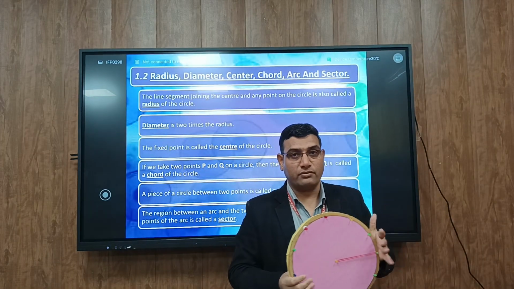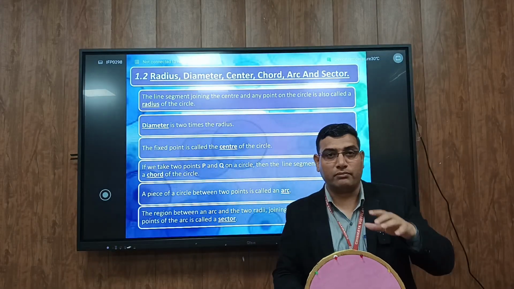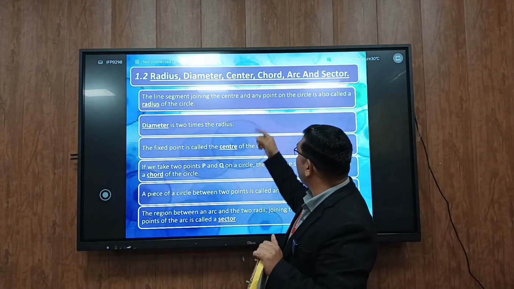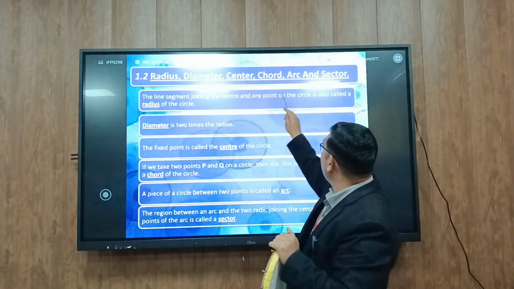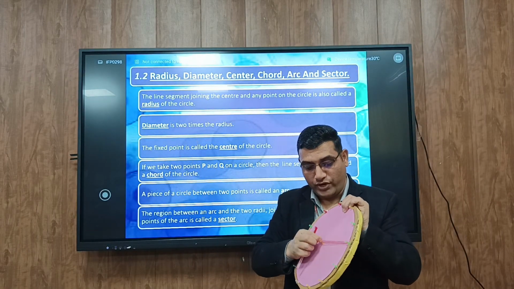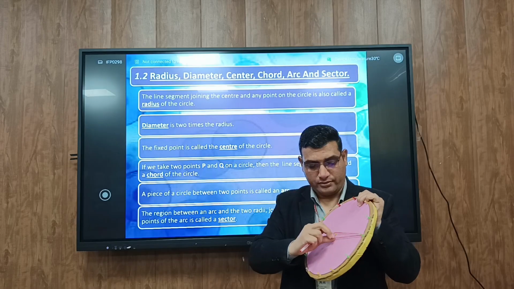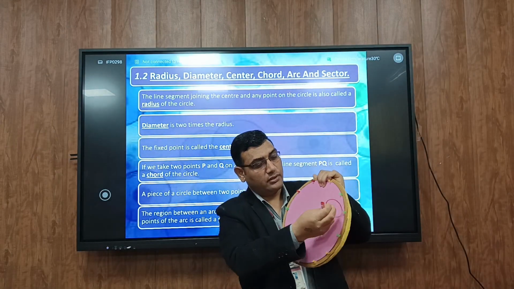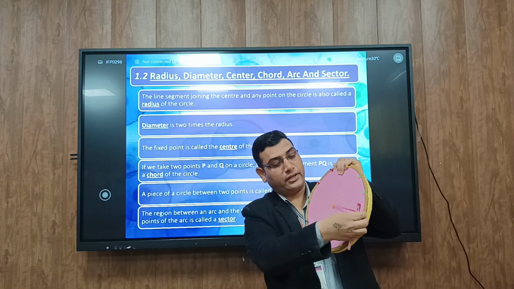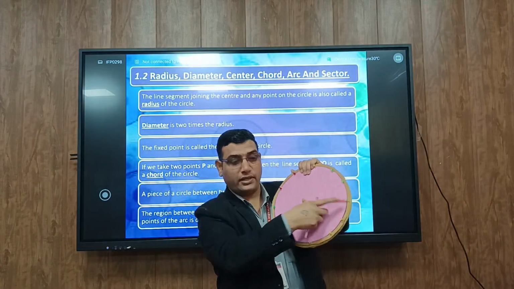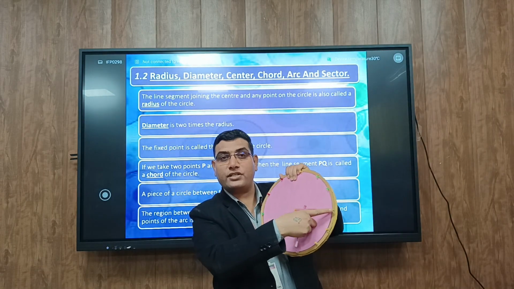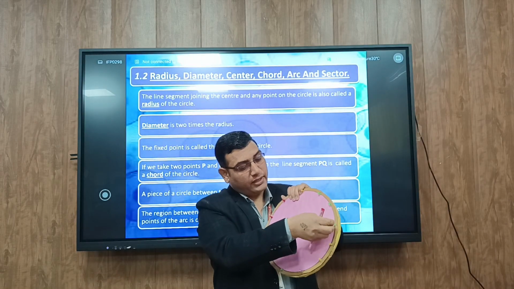Now, what is a radius? First we will discuss this; you know it very well, you have studied it from the third class. The line segment joining the center and any point on the circle is called a radius of the circle. Here, this is the center and this is a point on the circle. When we join these two points, it is called a radius.